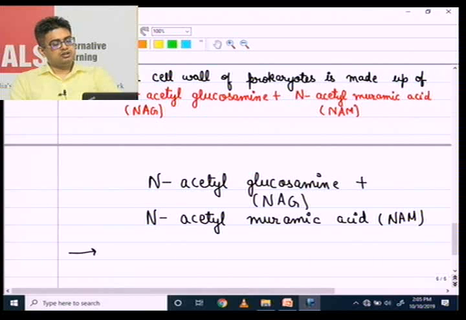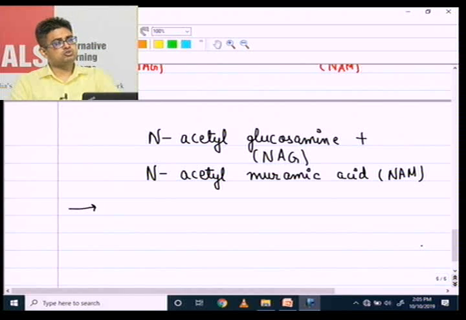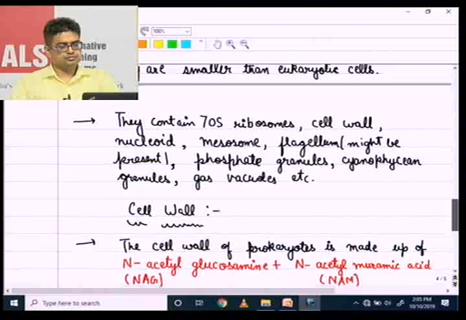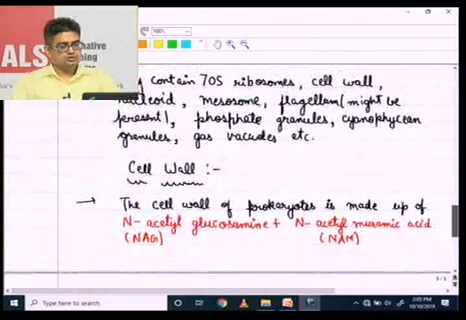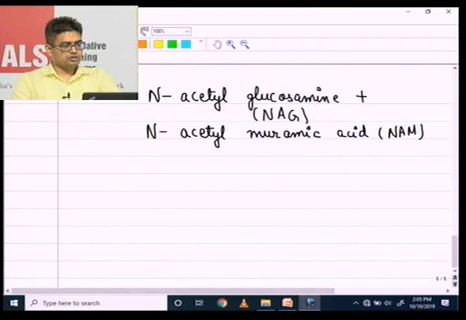Now after cell wall, almost all bacteria have a cell wall. Archaebacteria have a different cell wall composition. Mycoplasma do not have any cell wall. All this information I have already given you, so there is no need to repeat that. Now let's come on to the nucleoid.